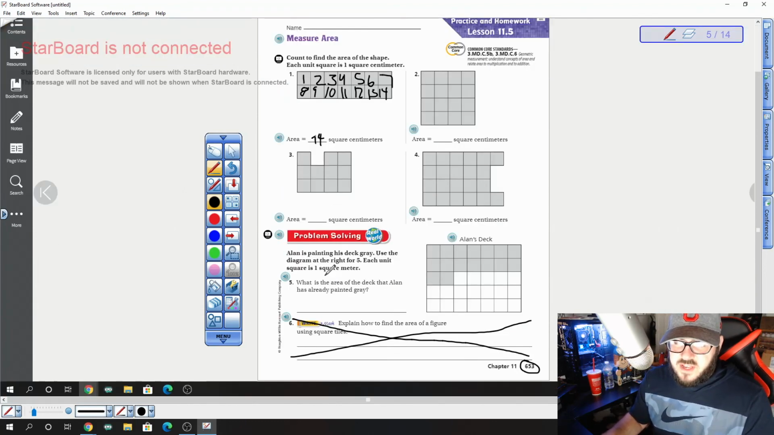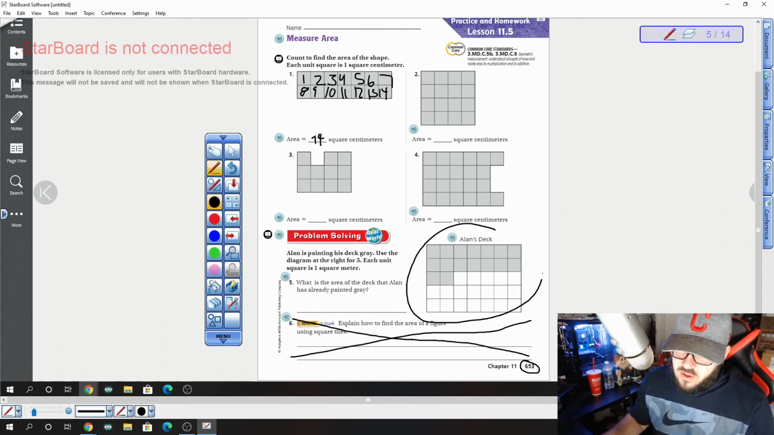Okay, number 5 says Alan is painting his deck gray. Use the diagram at the right for 5. Each unit square is 1 square meter. They want to know what is the area of the deck that Alan has already painted gray. So they don't want to know the whole area of the deck. They only want to know the area of the deck that he's already painted gray. So be careful with that.